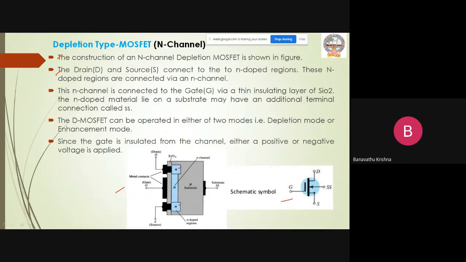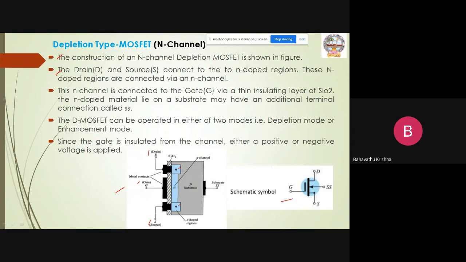So initially, I want to take one single crystal of material. Here it is p-type material, a lightly doped material. In this material I need some terminals: the drain terminal, gate terminal, and source terminal. Firstly, I want to take out the drain terminal and source terminal.